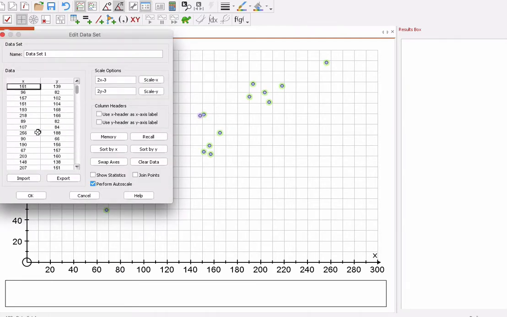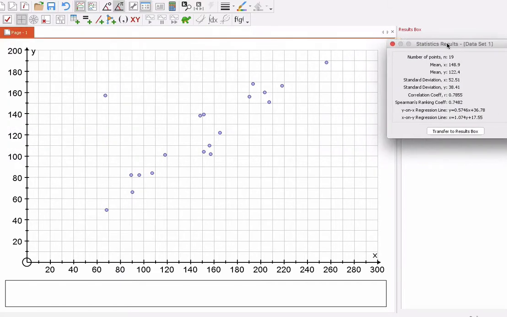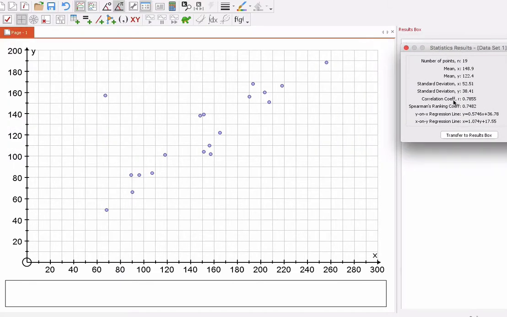And when you type in all the data, before you click OK, you can click on this box called Show Statistics. And then you get a statistics box with a bunch of relevant statistics, and you can see we have the correlation coefficient, that's Pearson's right here, is 0.855, and the Spearman's rank coefficient is 0.748.